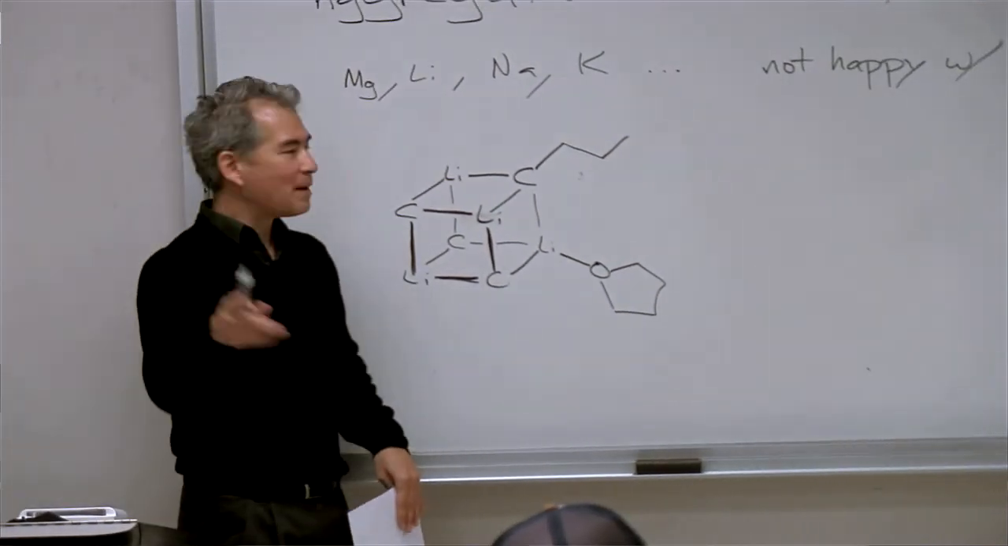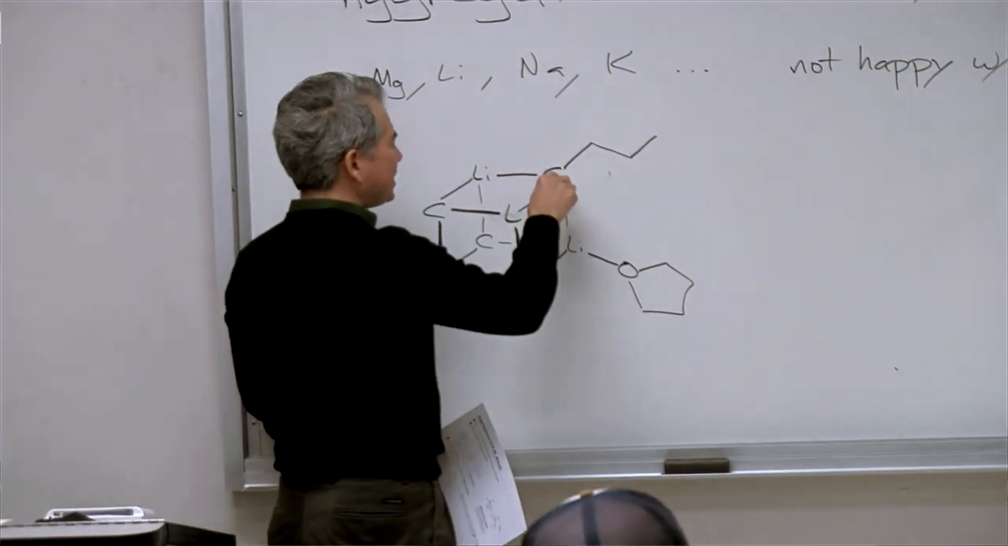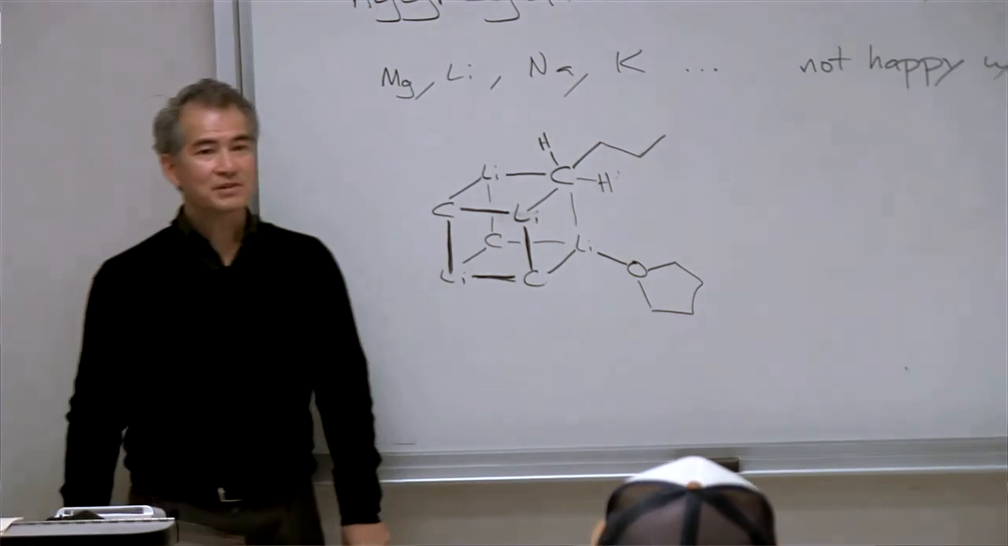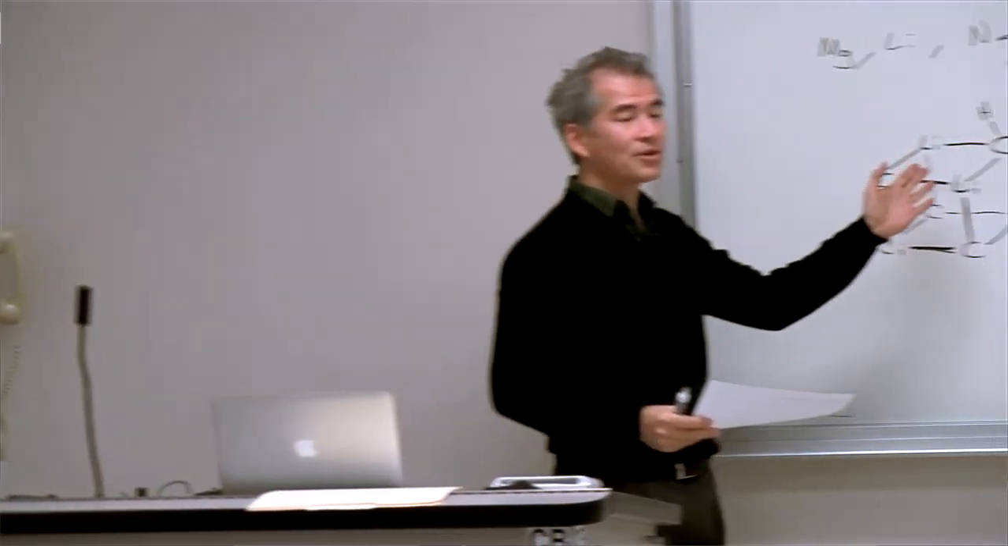And just to help blow your mind a little bit more, let me keep drawing what's attached to this carbon that I didn't completely draw. There were 2 hydrogens there, and they're still there. That's the structure of butyllithium in THF. How many bonds are there to carbon?